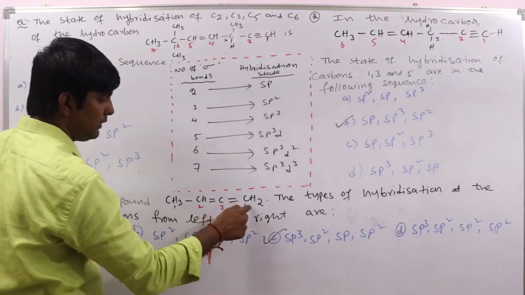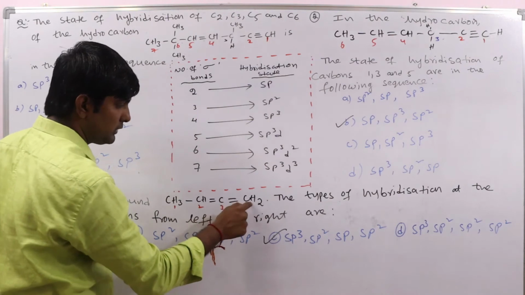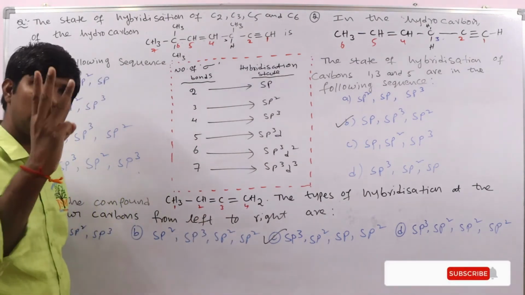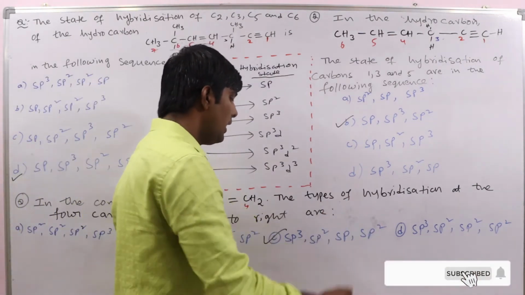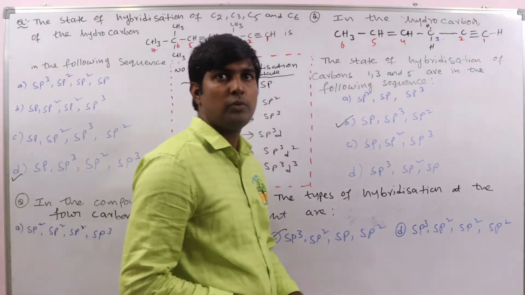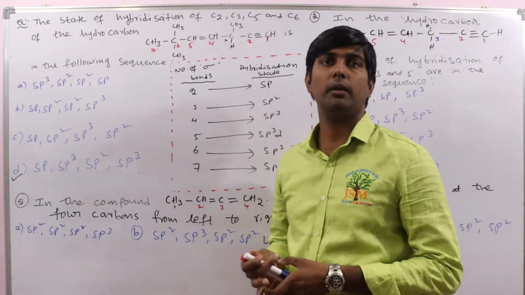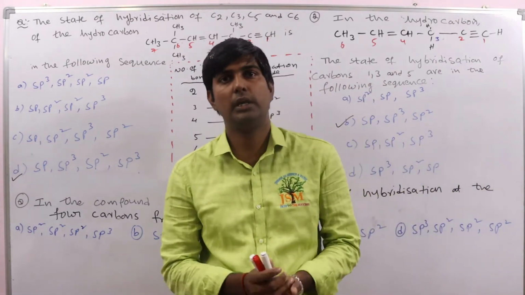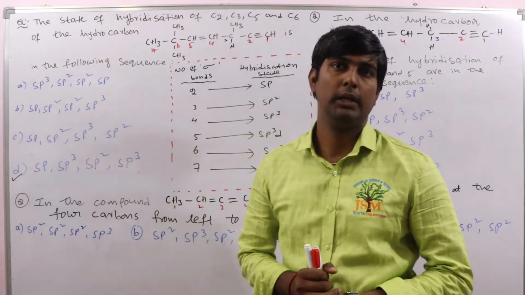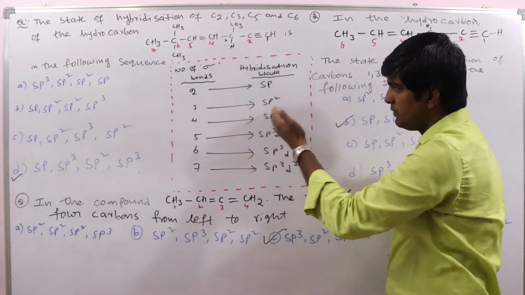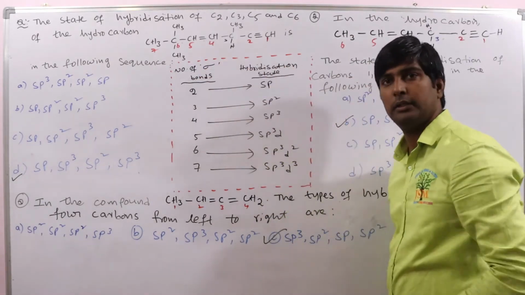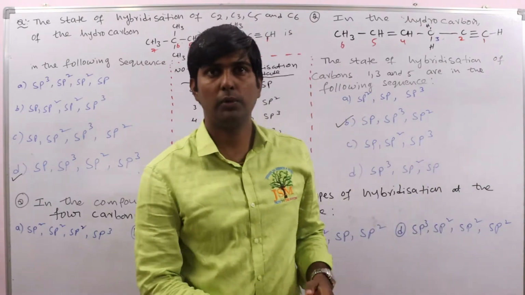Here, 1 sigma bond for this carbon and 2 CH sigma bonds, total 3 bonds. So that's why sp2 hybridization, right? The only thing you have to do is calculate the number of sigma bonds, then we get the answer very easily, right? So this you have to understand. Clear? Let us see some more questions.